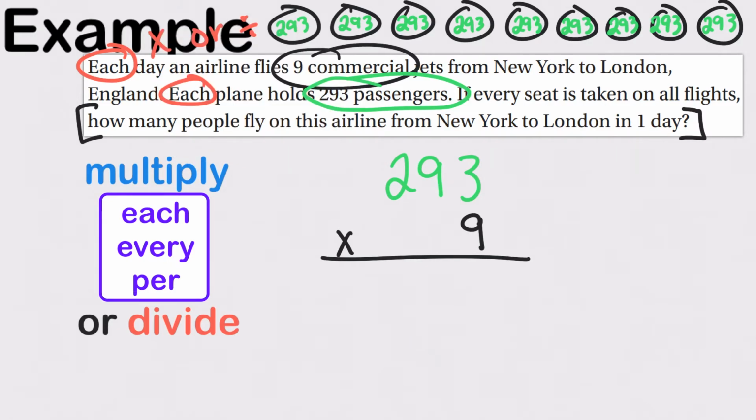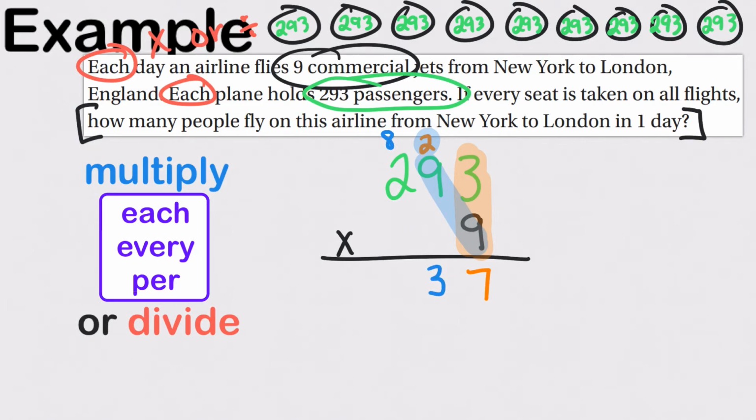So first I'm going to do 9 times 3, which gives us 27. So I'm going to write the 7 down here and carry the 2. Then I'm going to do 9 times 9, which is 81. But then I have to remember to add my 2, giving me 83. So I'll write a 3 at the bottom and carry the 8.